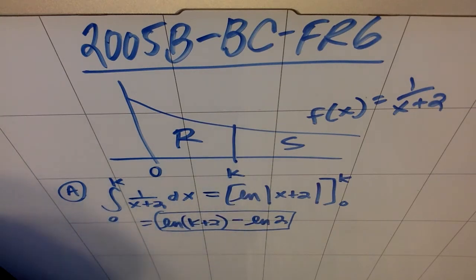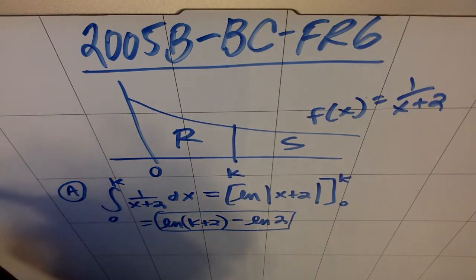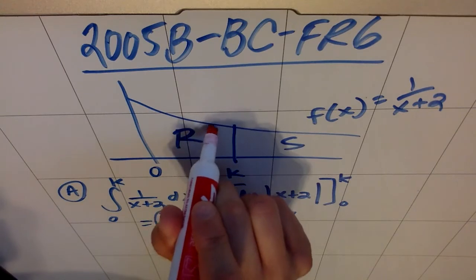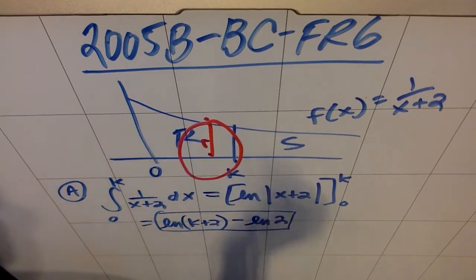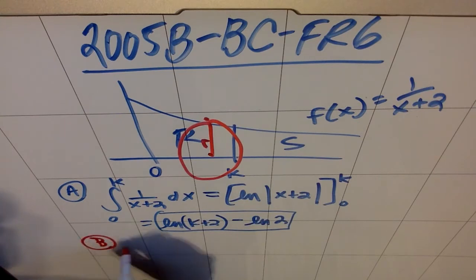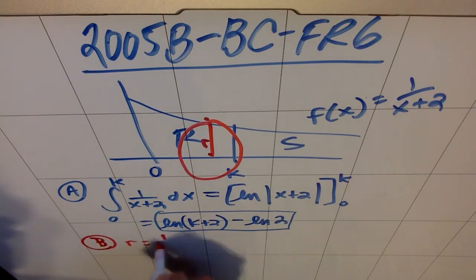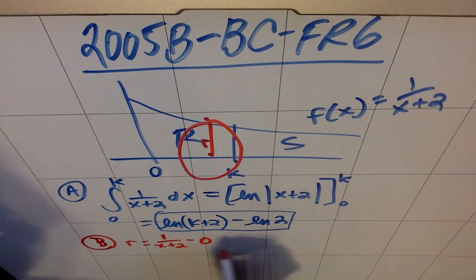Part B. Find the volume of the solid generated when R is revolved about the x-axis, again in terms of k. So when we revolve about the x-axis, we're going to get a disk, right? A disk of radius top minus bottom, right? So when we go to do part B, the radius of this thing is the top curve, which is this thing, minus the bottom curve, which is 0. So I just get 1 over x plus 2, right?